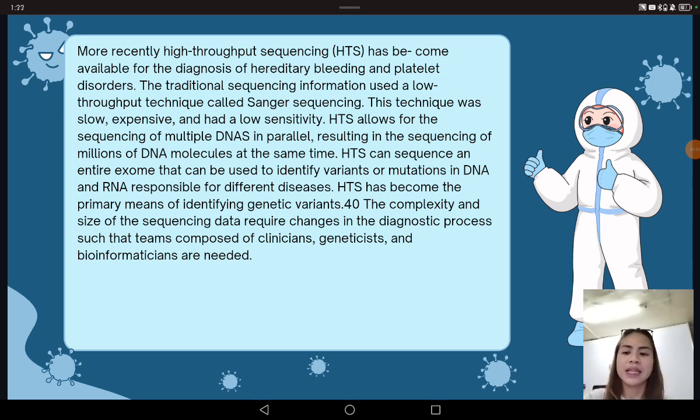The complexity and size of the sequencing data require changes in the diagnostic process, such that a team composed of clinicians, geneticists, and bioinformaticians is needed.